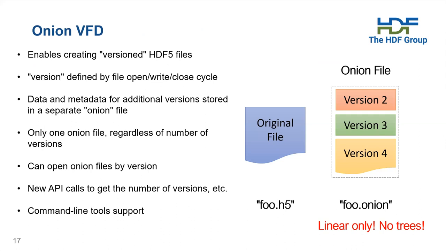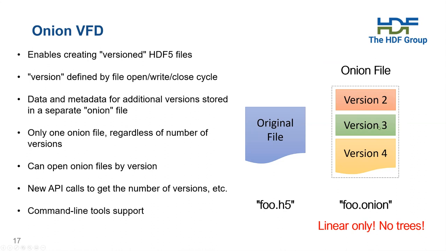The Onion VFD enables creating versioned HDF5 files, where a version is defined by an open, write, modify data, close cycle. Data and metadata for the additional versions is stored in a separate Onion file that is maintained separately. So if you have the original file, then every version that you create goes in this extra file. There's only one file for all the versions. There's not one Onion file for version 1 and one file for version 2 and one for version 4.